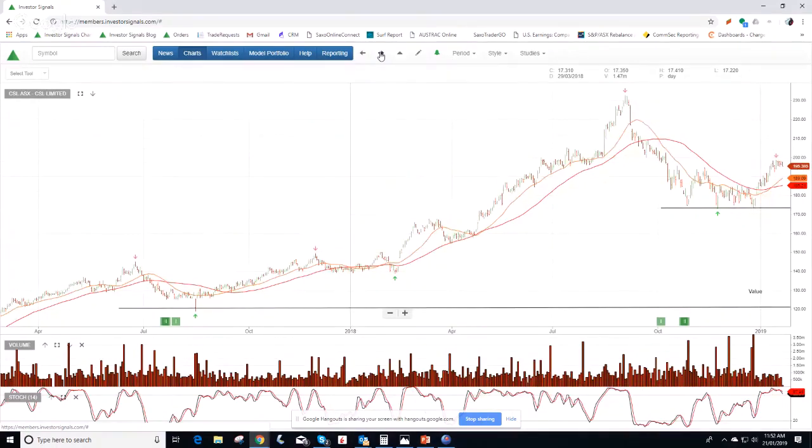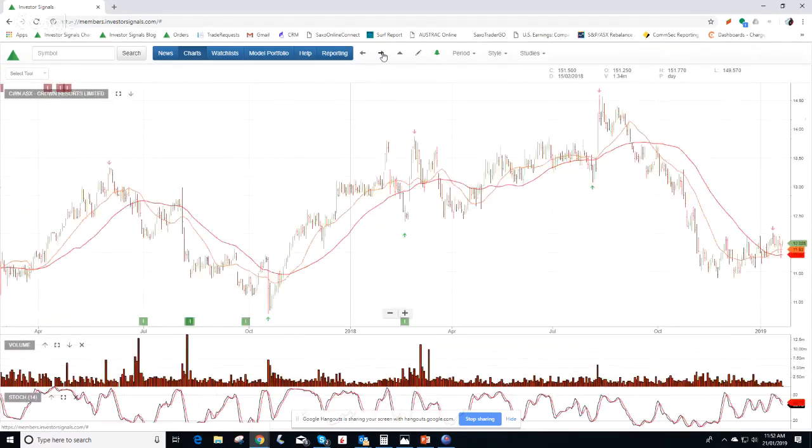CSL, so we continue to like this name within the healthcare space. Put some numbers on this. CSL trades at about 30 times earnings and only on about a 1.5% dividend yield at the moment. So again, mainly trading sideways. Think about selling covered calls.